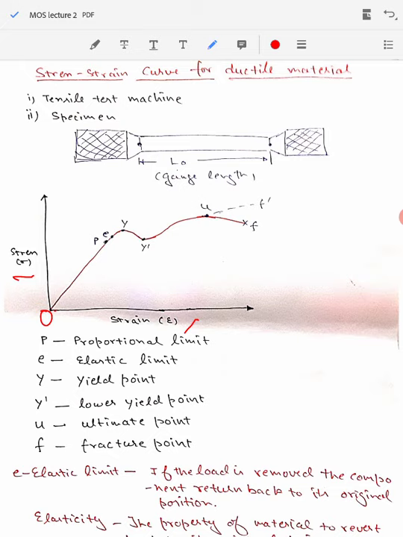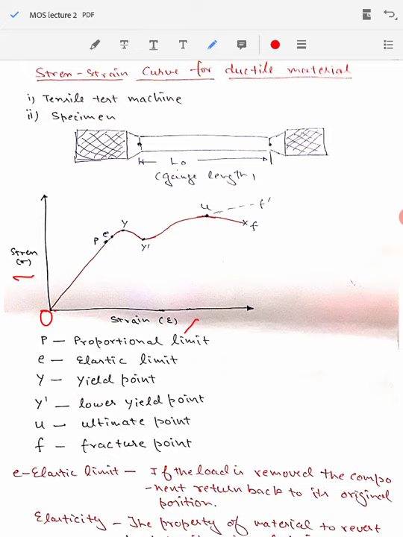So from point Y to Y dash, you can see there is deformation while the load is not being increased. In fact, it is shown that the load is decreasing. From point Y dash, strain hardening takes place, so you need to again increase the amount of load in order to get the deformation. From point Y dash to U, there is a continuous increase in stress. U is the point of maximum stress, and after U there is a decrease in the stress value, and the component finally fails at point F.